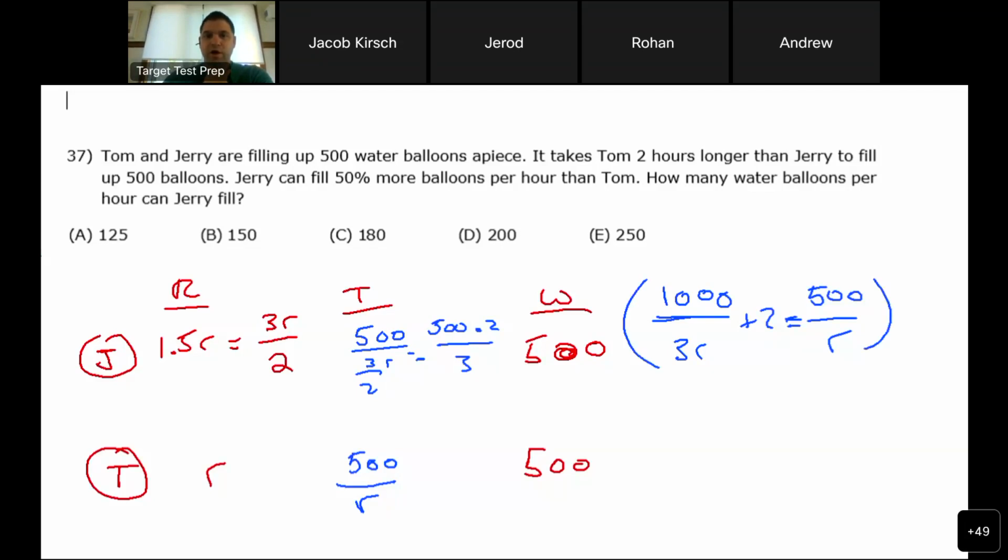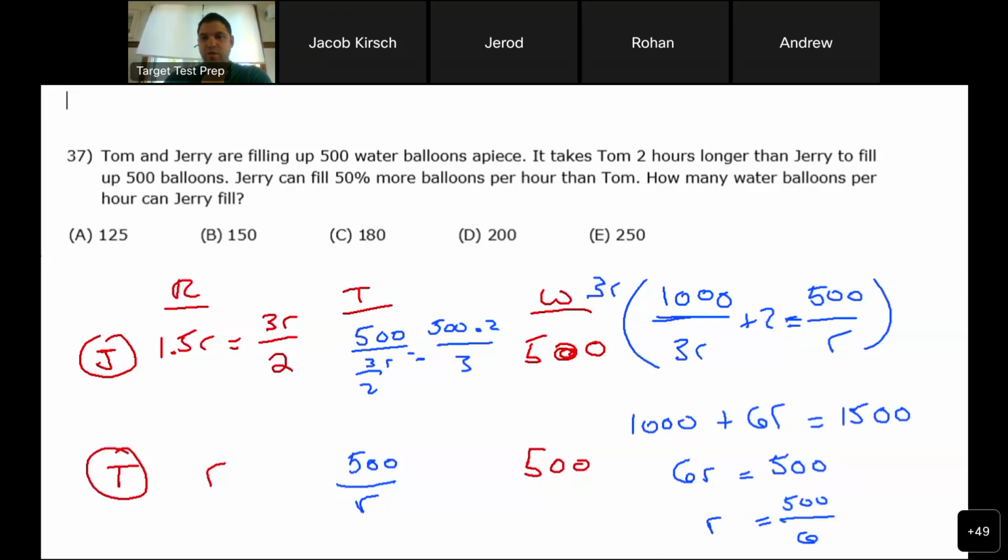We see our LCM is 3R, so that becomes 1,000 plus 6R is equal to 1,500, right? Because the R's drop. 6R is equal to 500, and then R is equal to 500 over 6, which is equal to 250 over 3.